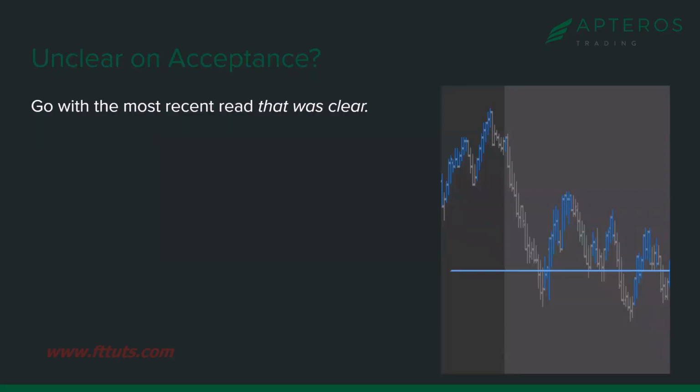Now, someone had asked, what about when you're above or below a level? Does it weaken it? What's going on? If you're unclear on the acceptance picture, keep going left, keep backing up and find the most recent read that was absolutely clear. So over here during this section of the chart, we're above it, and then we're below it by the same amount, and then we're above it by that amount, right? It's just absolutely above and below.